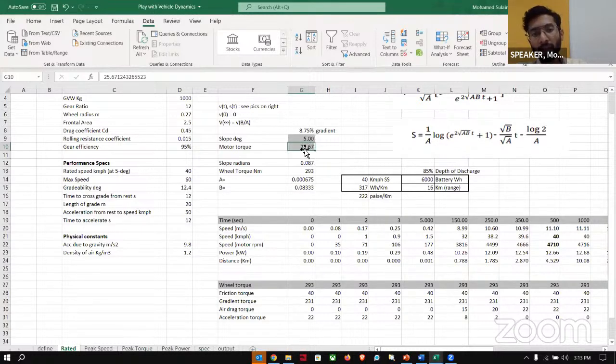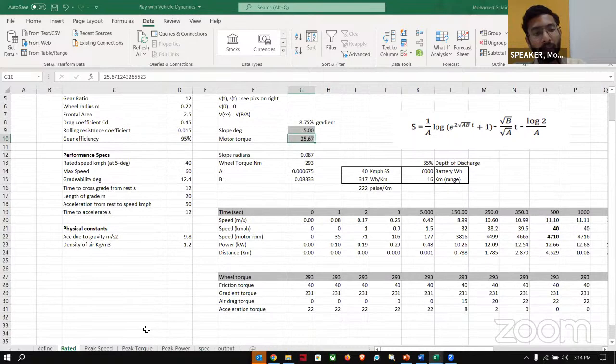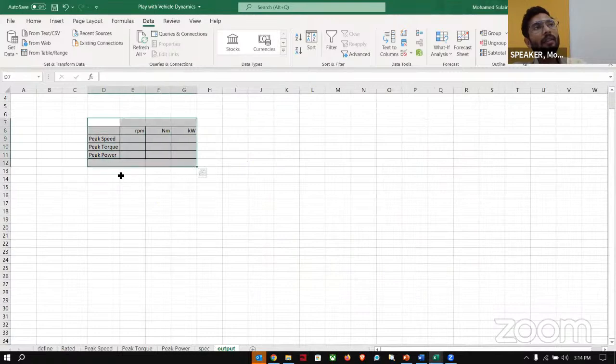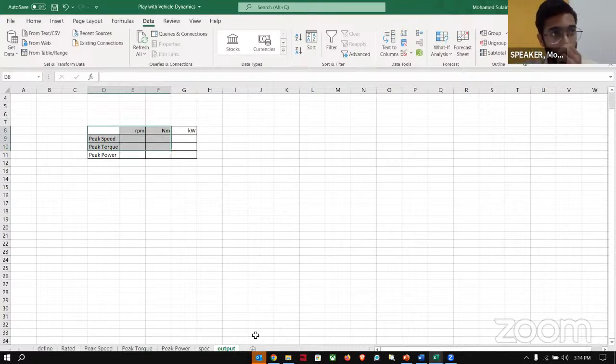So when the vehicle is moving at the rated speed, the RPM would be 4700, and the torque that is delivered is 25 at a power of 12.6. So I want you to make a note of it by creating a new sheet by pressing this plus symbol at the bottom. Create an output box like this, mentioning the peak speed, torque, and the peak power. I hope you can create it, or I'll create it for you.